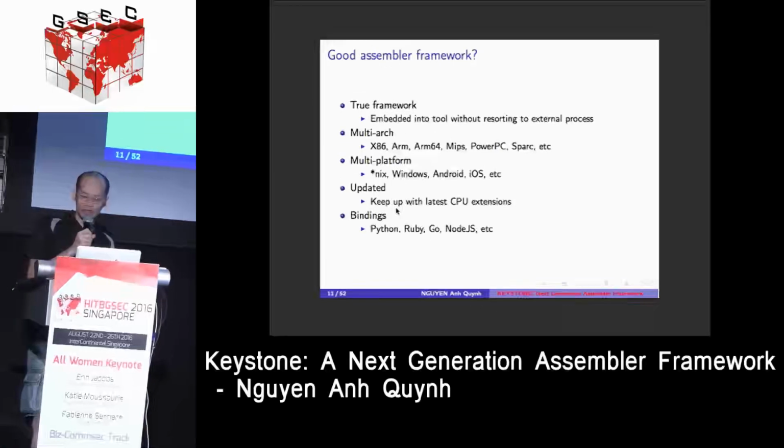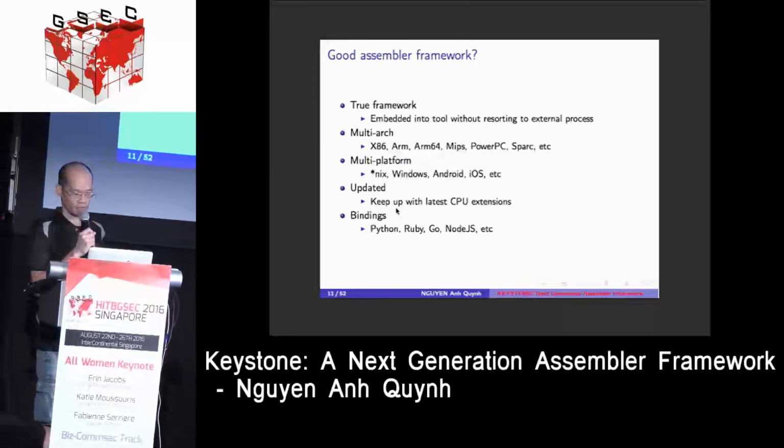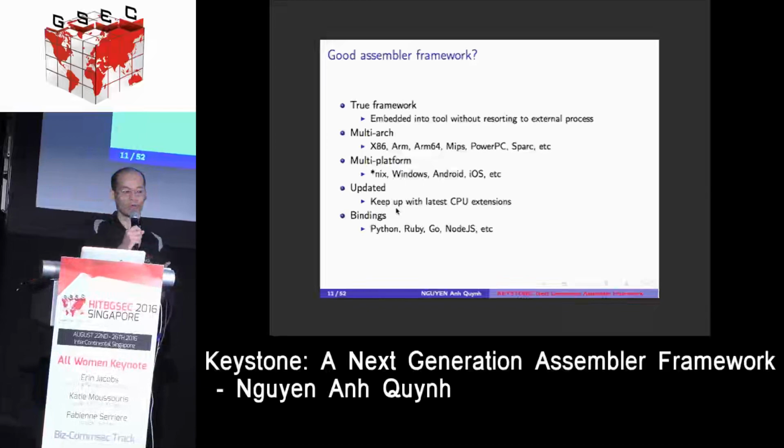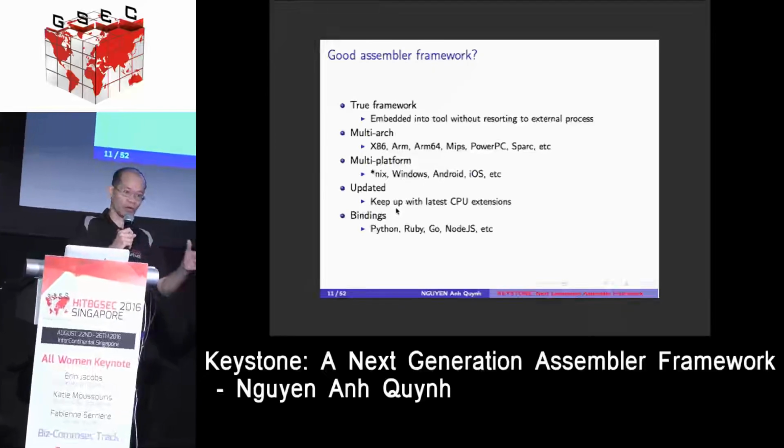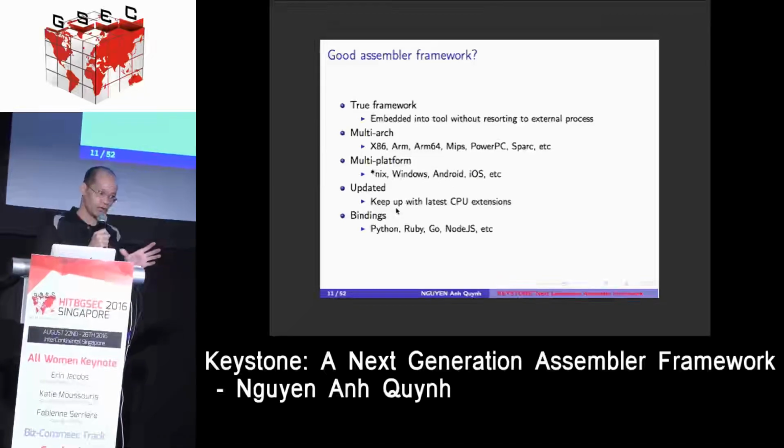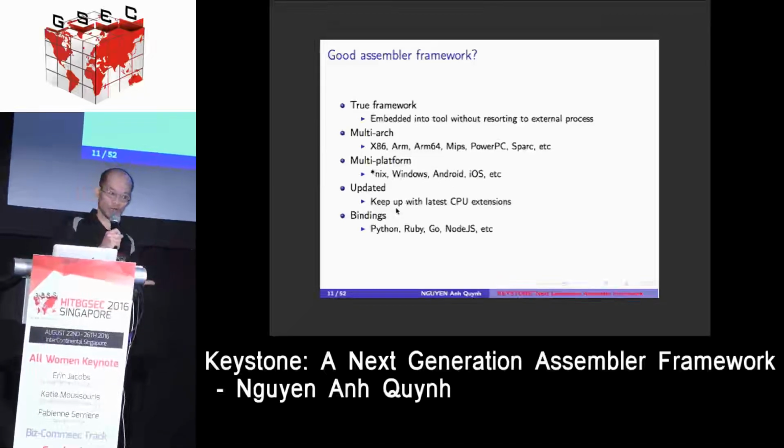So here's my definition for good assembler frameworks. First, it must be a true framework, which means that when you compile some assembly code, you should not call one external process to do that. You have to do everything internally, so you can embed your assembler inside your tool and not depend on an external process.